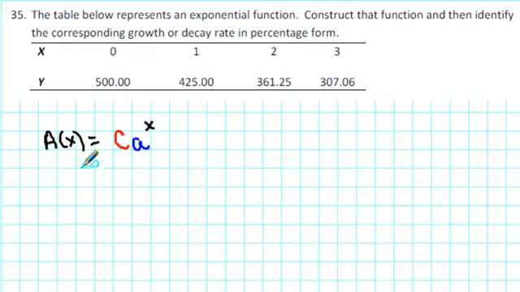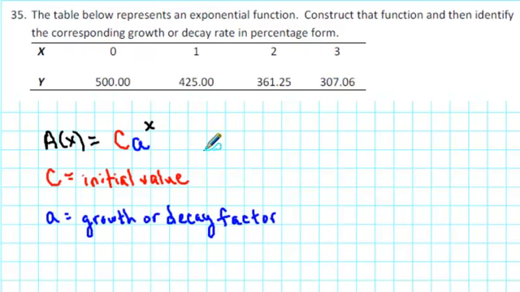The form of an exponential function is a of x is equal to c times a to the x, where c is the initial value and a is either the growth or the decay factor. The initial value occurs when x is 0. In this case, we can see that when x is equal to 0, the y value is 500. So 500 is the initial value.